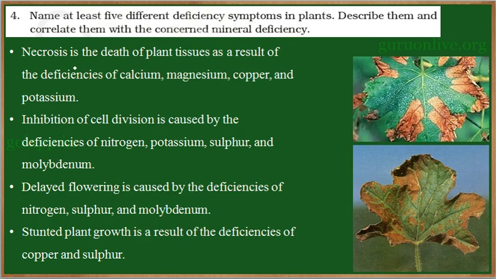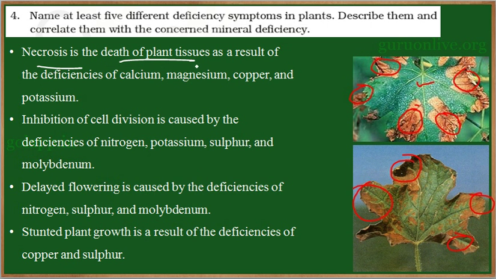Next one is necrosis. Necrosis is nothing but the death of plant tissue. Here we can observe the leaves, where certain parts are green in color and certain parts have become brown. All this brown colored part is nothing but the dead tissue in the leaf. These tissues have died. We call this process necrosis.